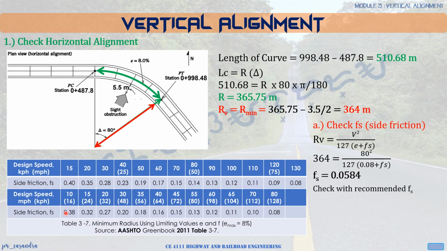Okay, so we have here table 3.7 showing now our minimum radius using the limiting values of E and F, wherein the maximum value of E is at 8%. So these values are only for E equal to 8%. So we'll have another table if E is a different value. Okay, so let's check. We have the design speed or the posted speed at 80.